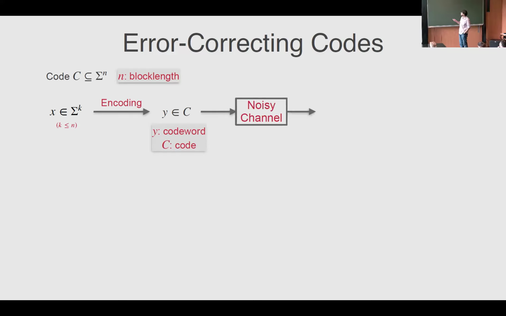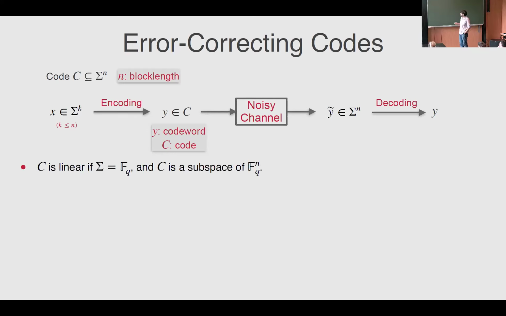And hopefully the code is designed in a way that when this code word is passed through a noisy channel, we get a noisy copy of this code word, and the code facilitates recovery of the message just by looking at the noisy copy. We say this code C is linear if it is not just a subset, but a subspace of sigma to the n. For that, we would want the sigma to be identified with some finite field F_p.